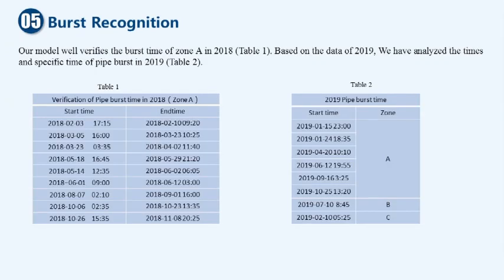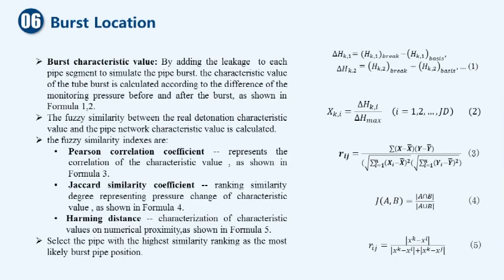The following tables show the results of burst detection, where our model well verifies the burst time in 2018, see Table 1. Based on the data of 2019, we have analyzed the number of pipe bursts and the specific times, see Table 2. After we determined that the burst occurred, we began to find the location.